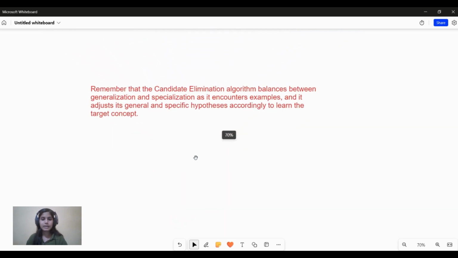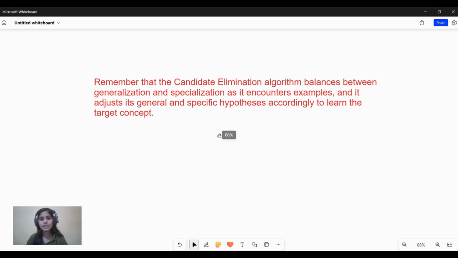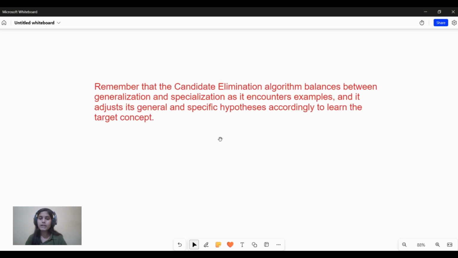Remember that the candidate elimination algorithm balances between generalization and specialization as it encounters examples, and it adjusts its general and specific hypothesis accordingly to learn the target concept. So this candidate elimination algorithm is not like the Find-S algorithm. Find-S only considers the positive examples, but here we are considering both positive and negative, and we are making our specific and general hypothesis more understandable, and we will adjust it according to the current example. So that is the candidate elimination algorithm.